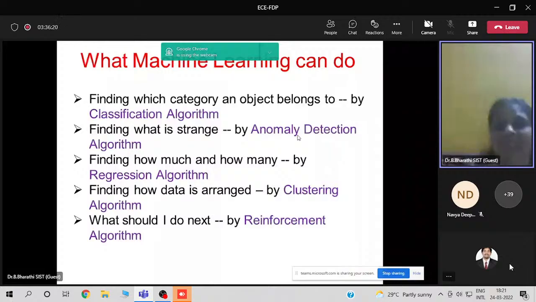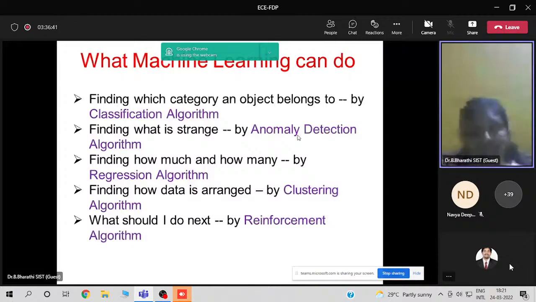When I say classification algorithm, I'm trying to find out what category of object something belongs to. For example, take a toddler at home. If I show certain fruits and vegetables to the toddler, I want the toddler to identify whether it is a fruit and what type of fruit it is. This is called a classification algorithm.